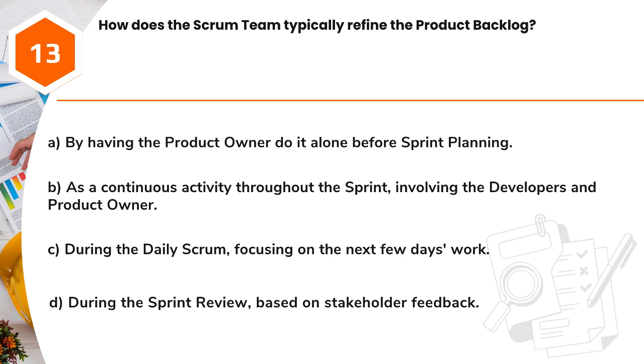Question 13. How does the Scrum team typically refine the product backlog? A. By having the product owner do it alone before sprint planning. B. As a continuous activity throughout the sprint, involving the developers and product owner. C. During the daily Scrum, focusing on the next few days' work. D. During the sprint review, based on stakeholder feedback.